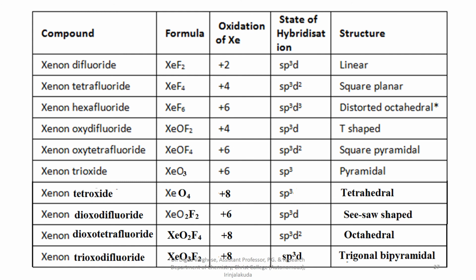In this table, the compound of noble gases, formula of the noble gas compound, the oxidation state of central element, that is xenon, state of hybridization of the compound and structure of the compound. Xenon difluoride. Molecular formula XeF2. Oxidation state is +2. Hybridization sp3d. Structure linear. For xenon tetrafluoride, XeF4, +4 is its oxidation state and hybridization is sp3d2 and its structure is square planar.